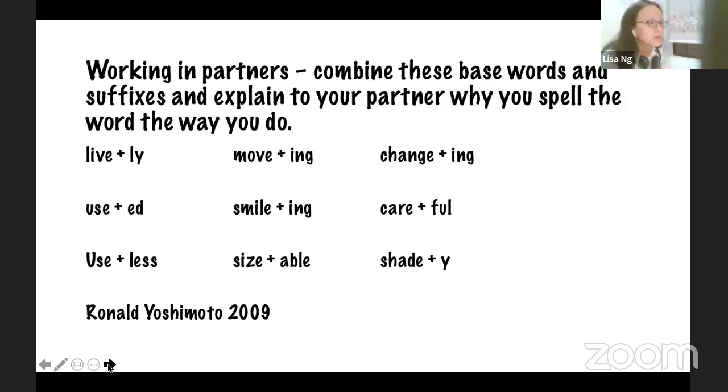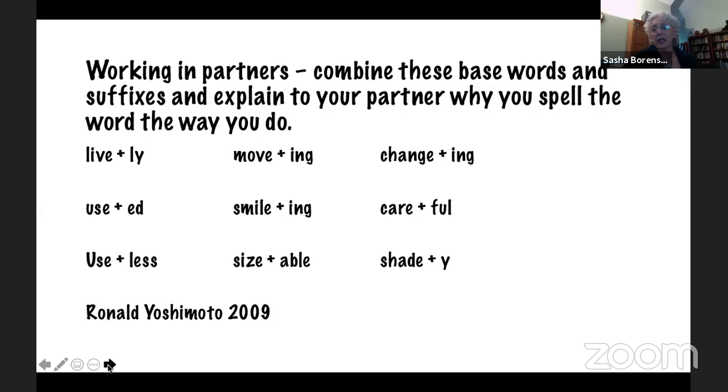Lisa, pick one, please. Let's see. How about careful? Okay. And are you going to drop the E there? No, we're going to leave it. And why? Because, I'm taking a guess here, the suffix doesn't start with a vowel? That's correct. It starts with a consonant. Absolutely.